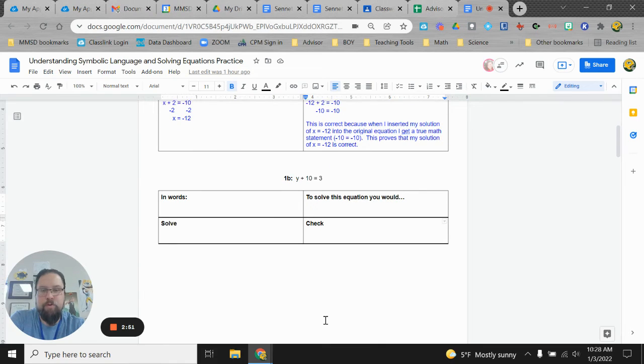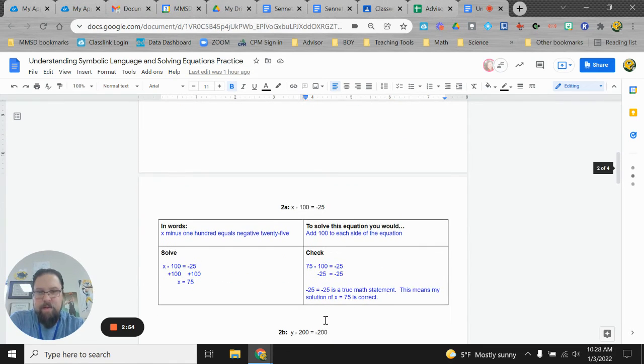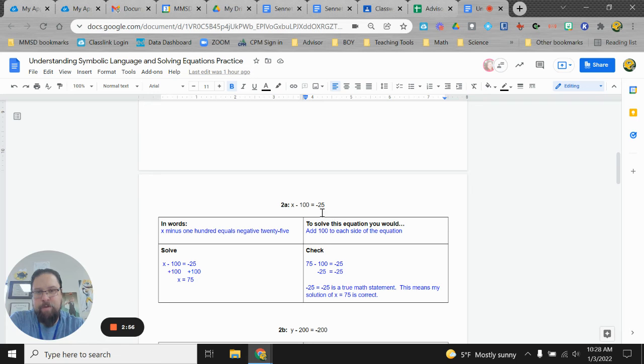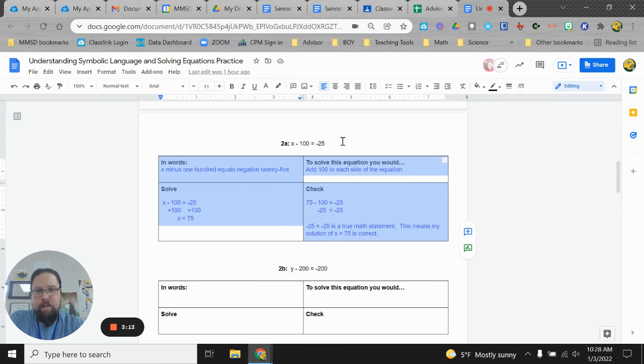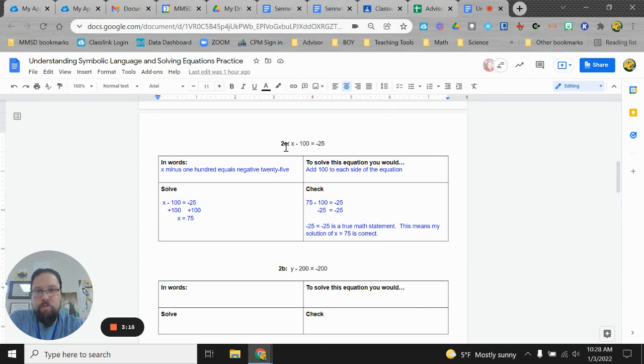As we go through the rest of this, here's another type of one-step equation: x minus 100 equals negative 25. Notice I have an example, so check out the examples. Then there's one for you to do. All of the problems you're being asked to do follow very closely the example you've been provided. So 2A is a great example for you to use to help solve 2B.